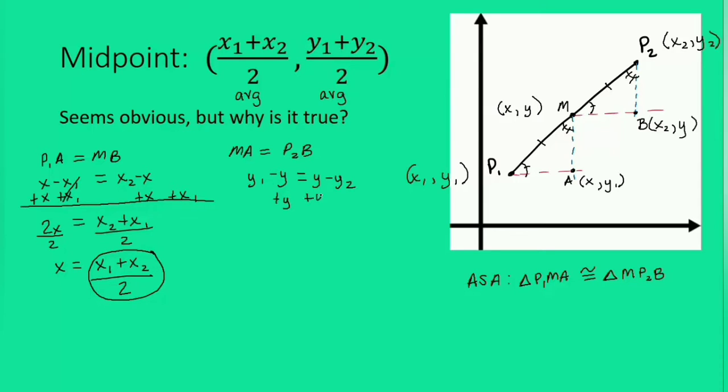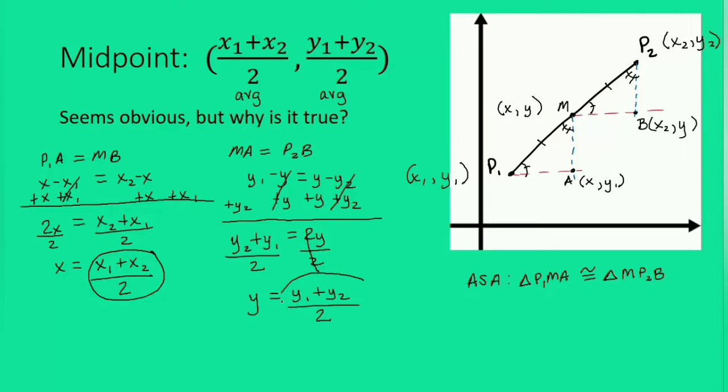I'm just going to move that over there, and I'm going to add a y2 to both sides. And let's see what we've got now. y2 plus y1 is equal to 2y. This looks familiar, right? We can finish it off just like we did with the x's and neaten it up a little bit. So y is equal to y1 plus y2, all divided by 2. And there is our y-coordinate of the midpoint. And that's our proof of the midpoint formula.